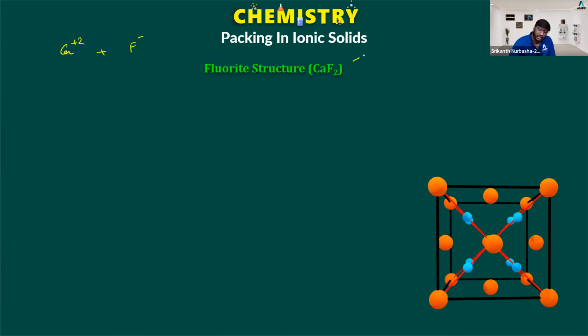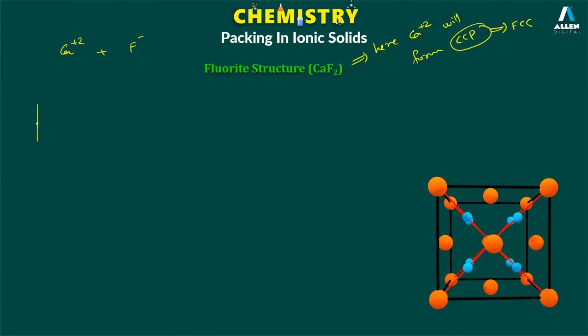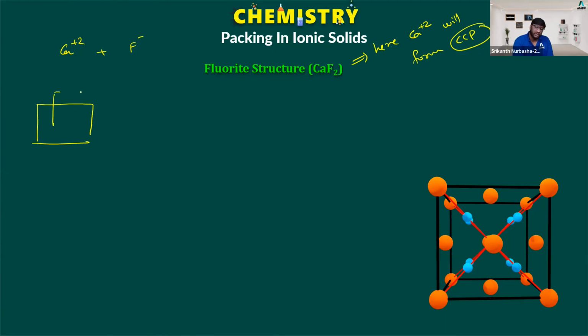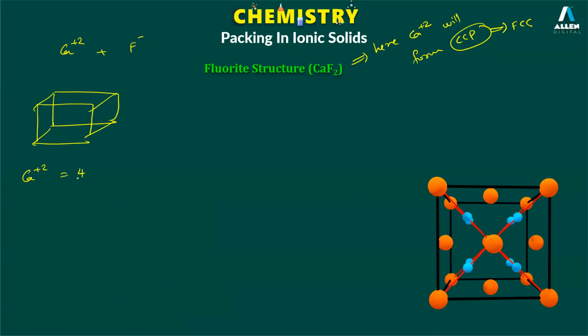Here Ca plus 2 will form CCP. CCP means what type of unit cell? FCC unit cell. Yes or no? FCC unit cell is present. So Ca plus 2 are present at corners as well as face center. Ca plus 2, how many are there? 4 are there. So F minus, where should be present? Based on radius ratio, octahedral voids? Based on radius ratio, it was found that they are present at tetrahedral voids. But how many tetrahedral voids? All the tetrahedral voids.